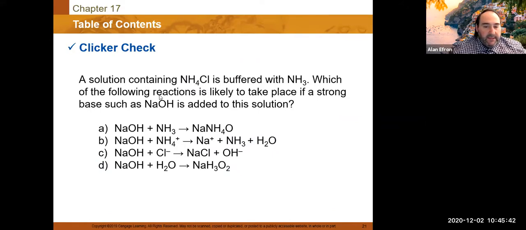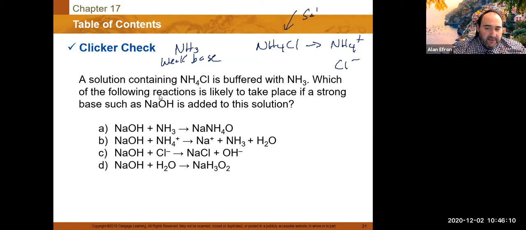Let's see here. A solution containing NH4Cl is buffered with NH3. Which of the following reactions is likely to take place if a strong base such as sodium hydroxide is added? In this case, we have NH3, which is a weak base. NH4Cl is really a source of NH4+ and Cl-. This is actually a salt here. The relationship that is the buffer is the NH3 and the NH4+. So that's the weak base, and this would be its conjugate acid.